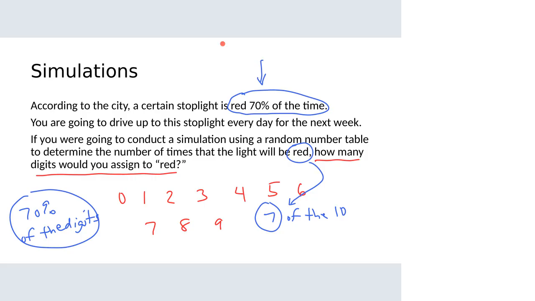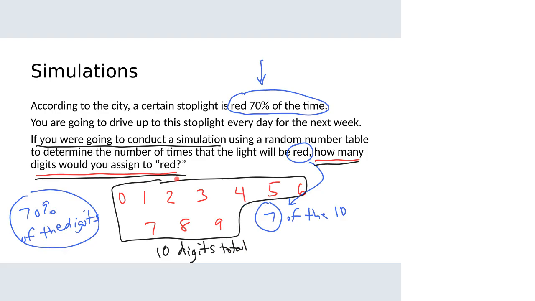Our question on this one is, if you were going to do a simulation, how many digits would you assign to red? There are 10 digits total that are possible on a random number table. These are them: 0, 1, 2, 3, 4, 5, 6, 7, 8, 9. We're going to assign those digits to either mean red, yellow, or green. It doesn't say anything about yellow or green in here. It's strictly, how many are you going to give to red?